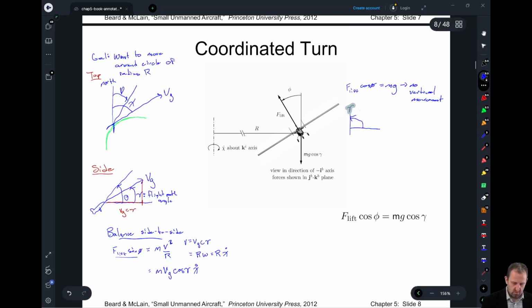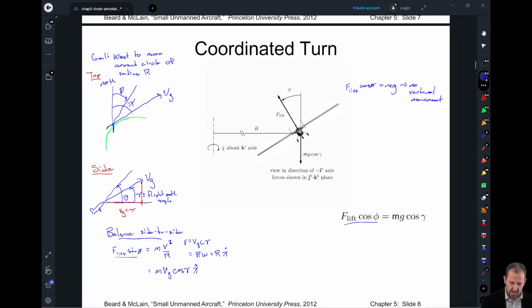But what we can do is say that our F lift cosine of phi, same as before, is equal to mg cosine of gamma. We want to cancel out part of gravity. Again, if gamma is equal to 0, we want to cancel it all out. But if it's a non-zero value, we only want to cancel out some of it so that we can be moving. This is a change in our height, or our altitude.